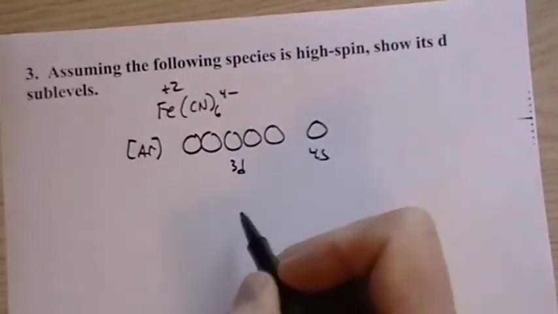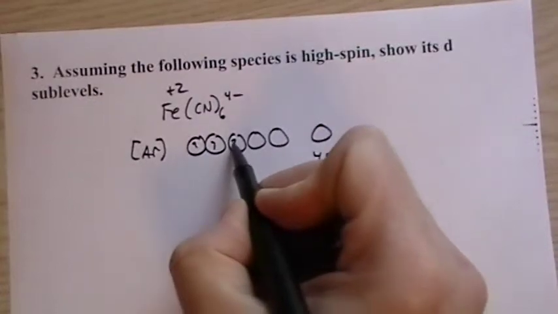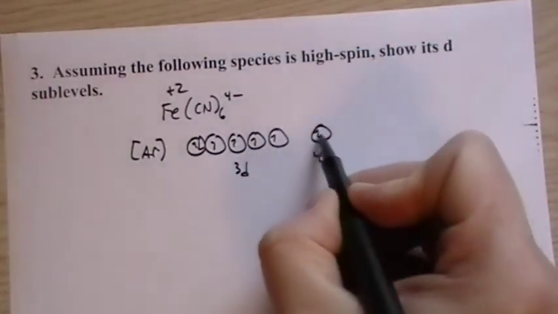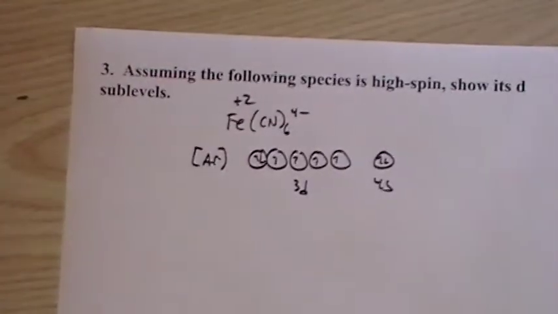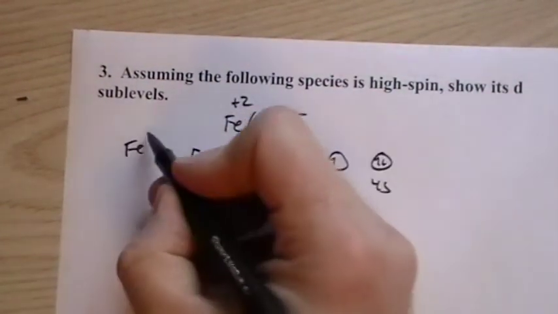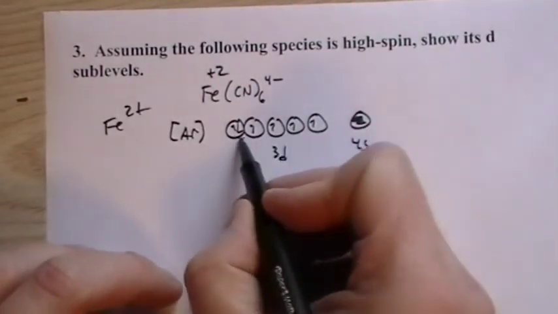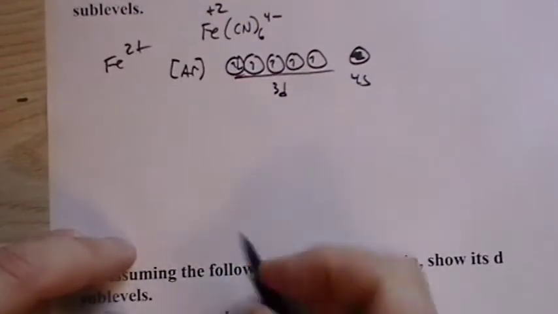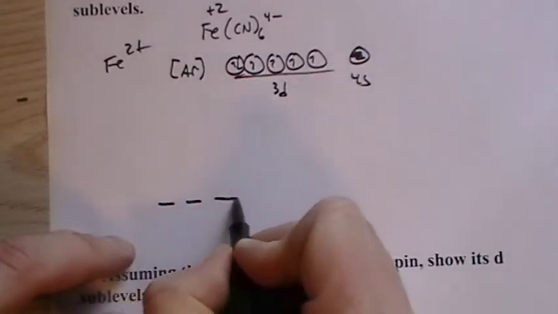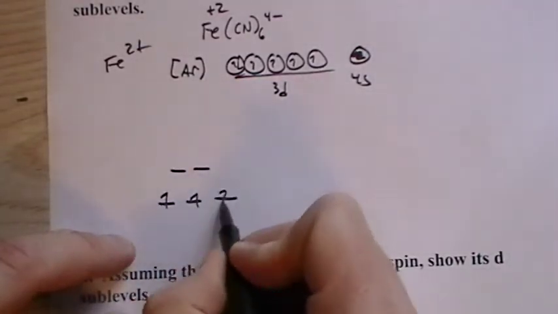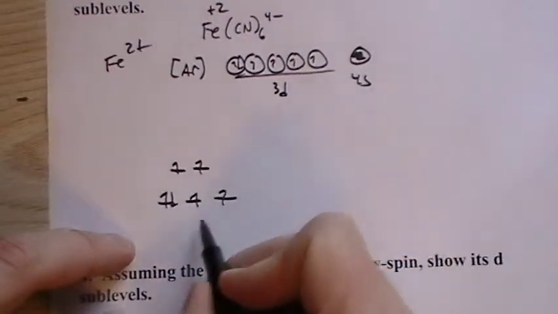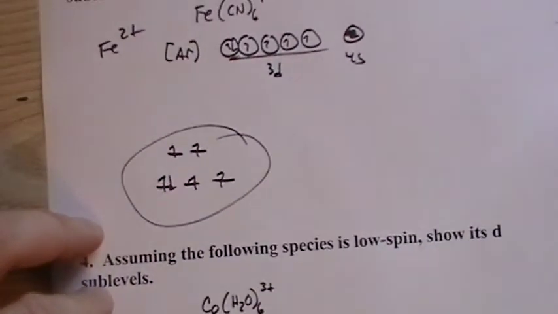3d. Iron would be this. Let me double check that. 1, 2, 3, 4, 5, 6. This is iron. Iron +2, we'd get rid of these electrons. So we have 6 d electrons. Those are the ones that we fill in. We said it's high spin. So 1, 2, 3, 4, 5, 6. That would be the high spin form.